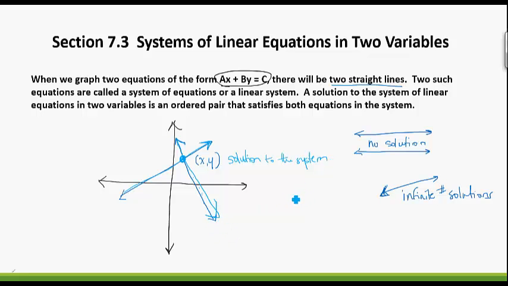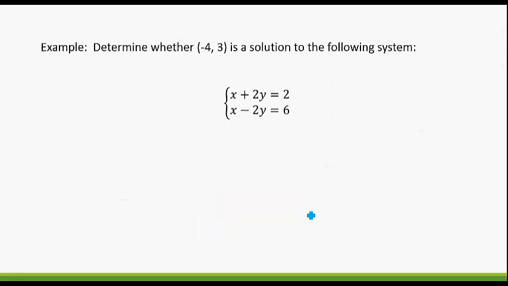You can find the solution algebraically by using something we call substitution. You can find it graphically by graphing them and finding their point of intersection. So let's take a look. The first problem asks us to determine whether negative 4, 3 is a solution to the following system. Based on what we know, these are both linear equations. If we were to graph these, they would indeed have a point of intersection because they're not the same line and they're not parallel.